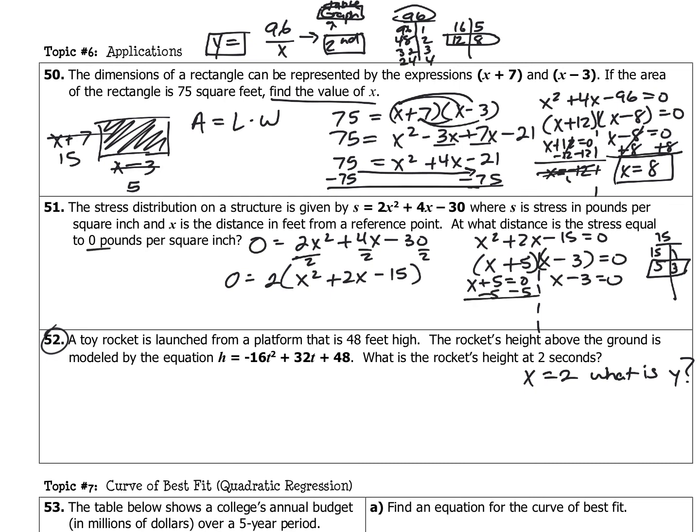Subtract 5, x equals negative 5. Well, I'm pretty sure we don't have a negative distance here. And x equals positive 3. So x equals 3 is the, let's see, distance in feet from the reference point. And that is your answer.